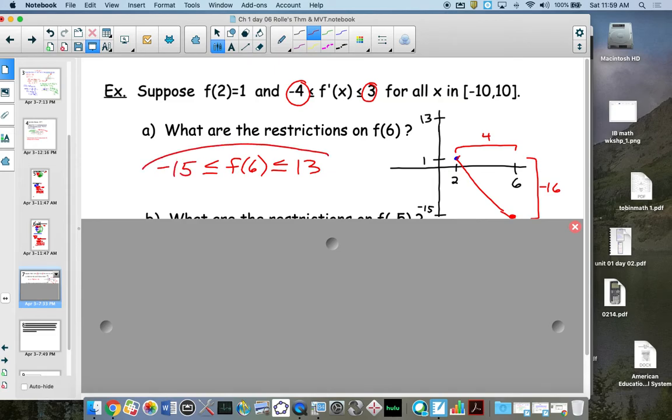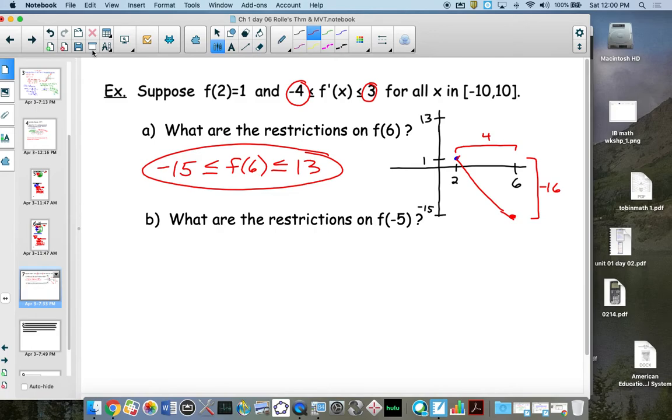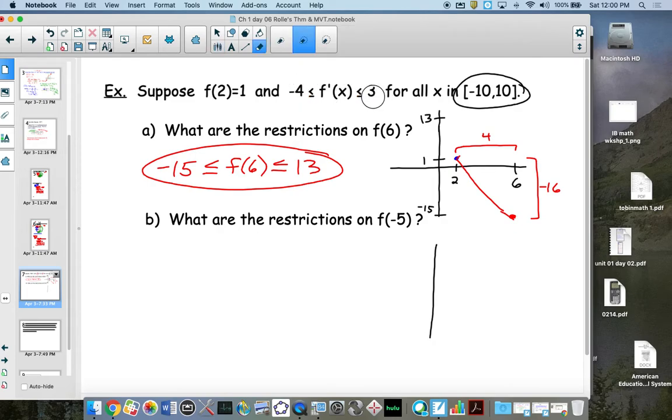And there's your answer. So you know that f of 6 has to be somewhere between -15 and +13. Alright? What are the restrictions on f of -5? Now that's still within that -10 to 10 interval, so we know that these values of f prime still hold.